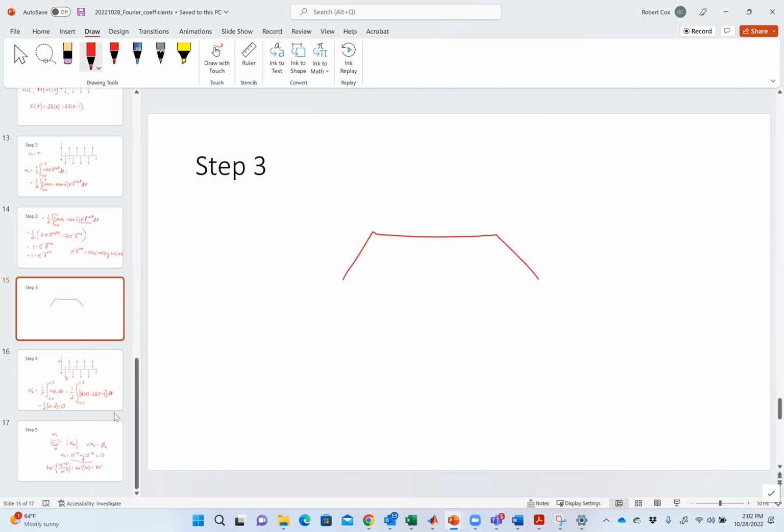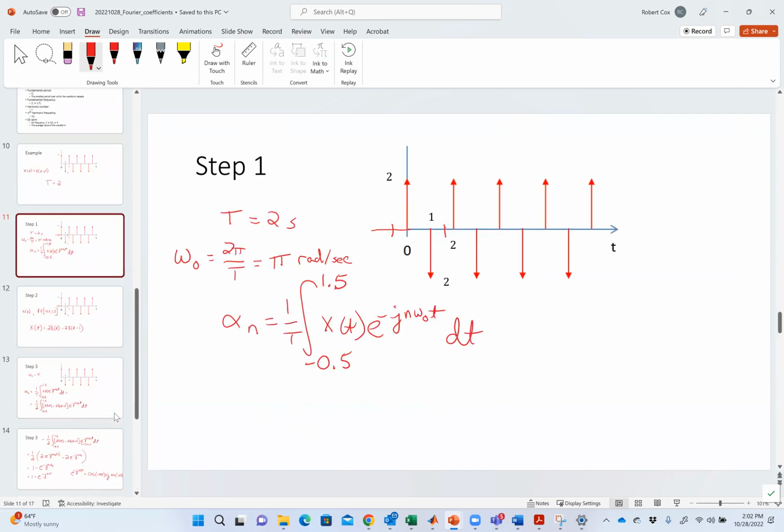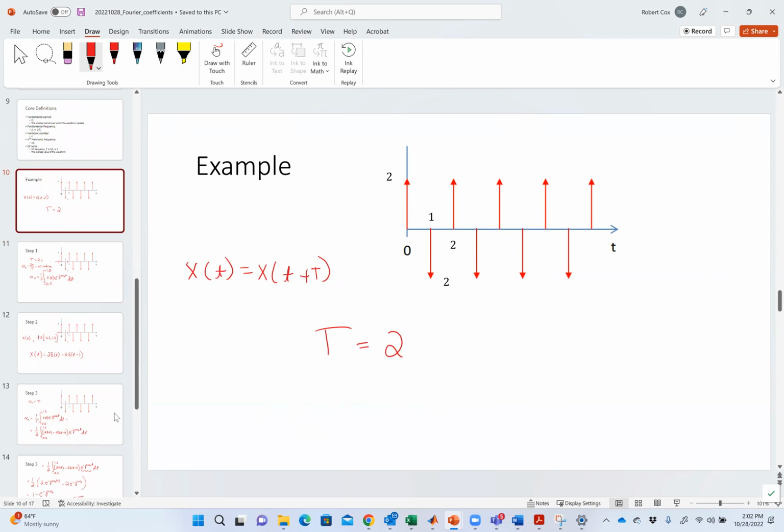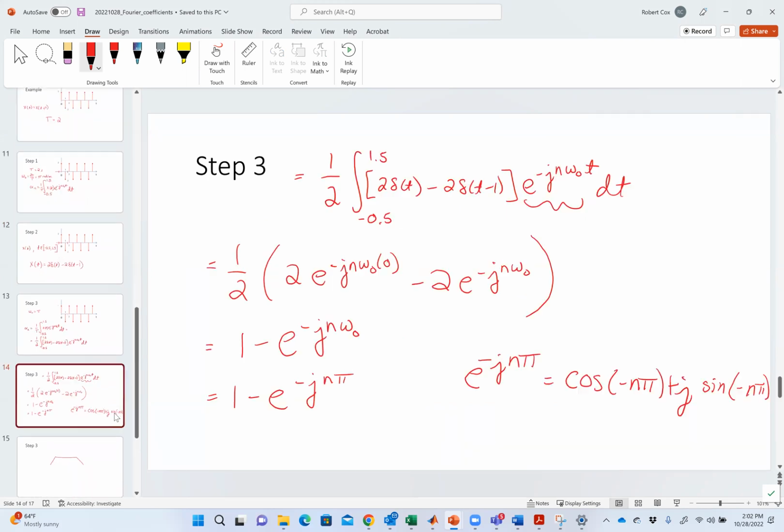So the reason there's no even harmonics is right here. I ended up with 1 minus e to the negative jn pi. So I expand that out, e to the negative jn pi, using Euler's identity. And so what that ends up with is, for any value of n that I would have here, sine of n times pi is always 0. For any integer value, that would always be 0.